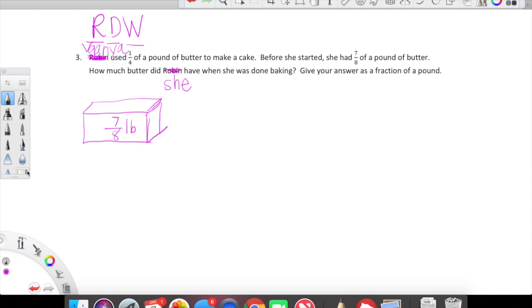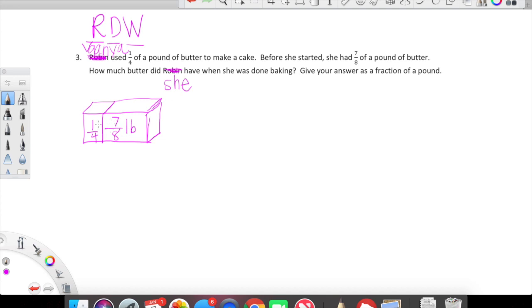She made a cake, and I hope she's going to bring over some of that cake to share with us. From the 7/8 of a pound of butter, she used 1/4 of a pound to make the cake. So let's just, and of course this is not proportional, let's just imagine her cutting off 1/4 of a pound from her 7/8.